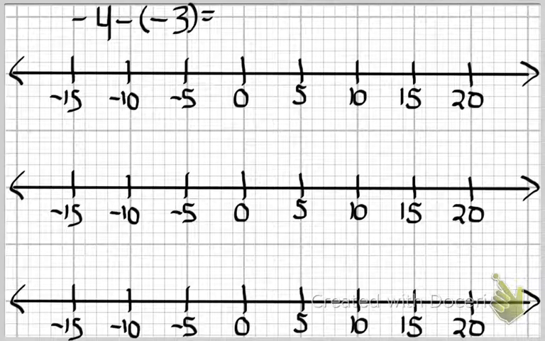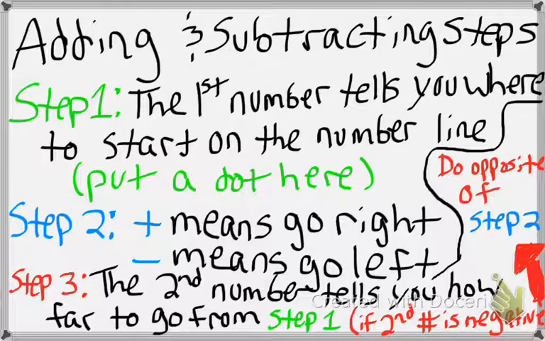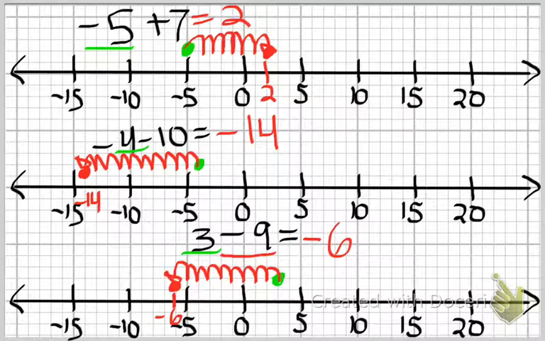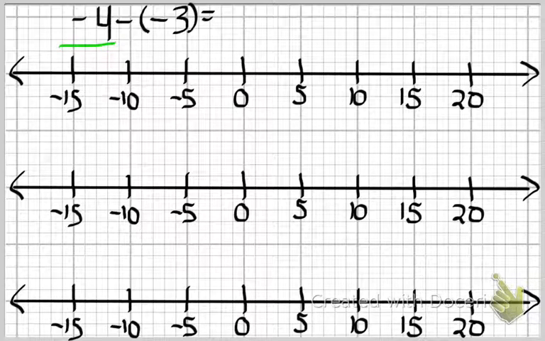All right, so look at this example at the top. We have negative 4 minus negative 3. Now this one could get kind of confusing because we have all of these what look like minus or negative signs. But here's what you do. Stick to the steps we talked about. Step 1, put a dot where the first number says. Our first number is a negative 4. That means we're going to start by putting a dot at negative 4.